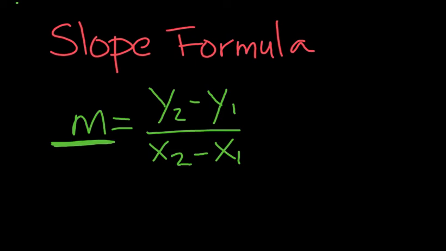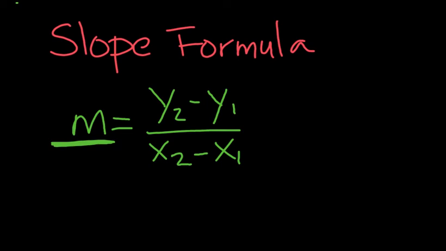Okay? The X's and the Y's refer to 2 parts of an ordered pair, the X part and the Y part. But notice they're kind of weird. We have Y with a little 2 down at the bottom, and Y with a 1 down at the bottom, and X the same way. The way you actually read that is Y sub 2 minus Y sub 1 over X sub 2 minus X sub 1. But lots of people shorten it to y2 minus y1, x2 minus x1. That's fine.